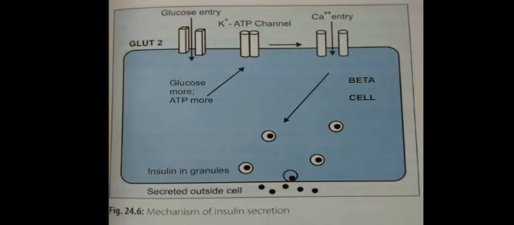So now have a look at the figure. You can see on the membrane the GLUT2 receptors. Through the GLUT2 receptors, glucose enters the cell.